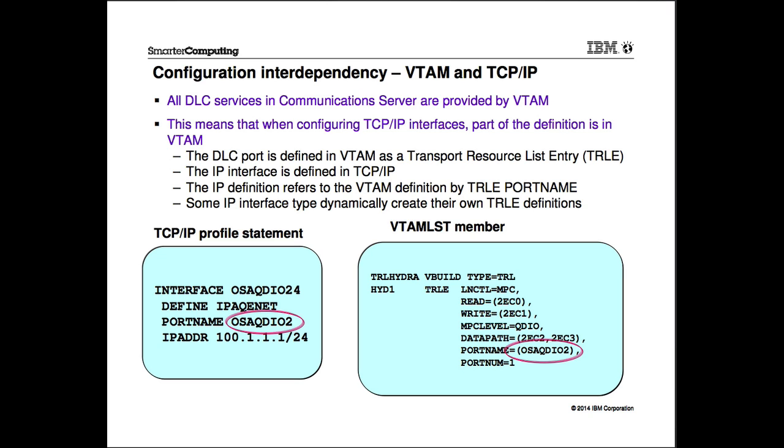In the VTAM list member, you provide the device driver information: the read and write channels, the data path channels, and what port to use on the card. So they're interdependent. A lot of times when you hear networking people talk, they'll talk about the TRLE definition. That's the VTAM part of the TCP/IP definition of an interface. Now, some IP interface types dynamically create their own TRLE definitions, but OSA, which is the standard one, does not. Some of the newer, more dynamic ones might. So it's important to understand that interdependency.